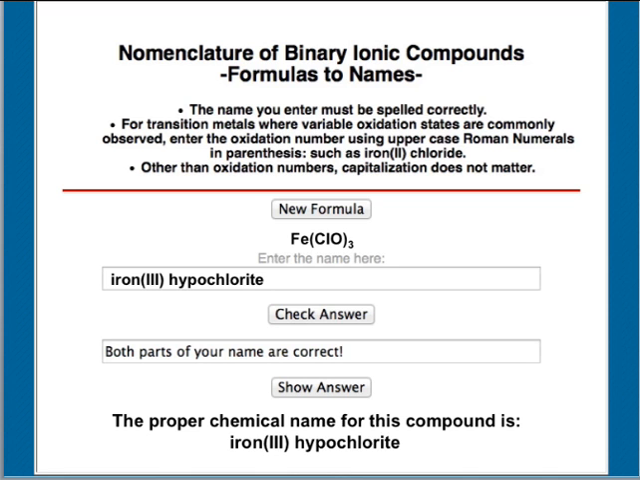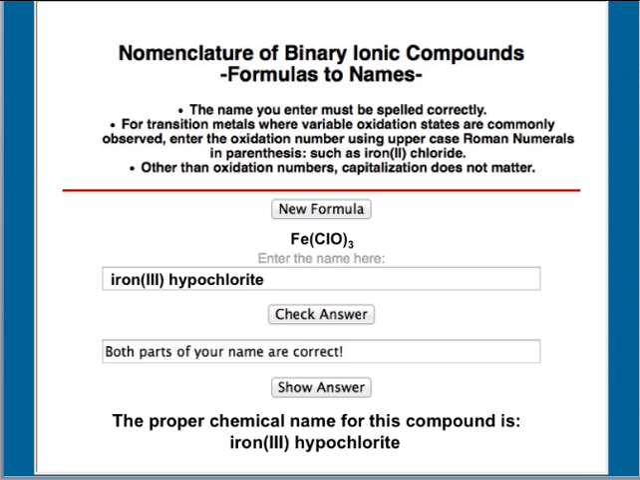You look back at your table: chlorate had 3 oxygens, chlorite has 2, hypochlorite has 1. Perchlorate is 4 oxygens. So you have Cl and then oxygen, ClO. We have 3 of them, and each ClO is -1. So we need 3 positives from the iron to balance out our 3 negatives here.